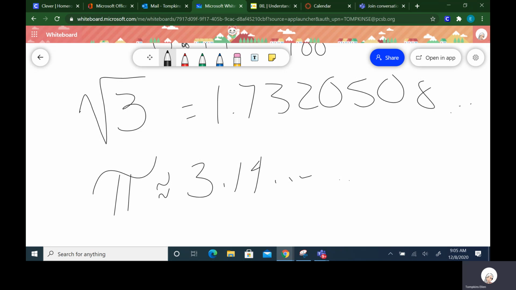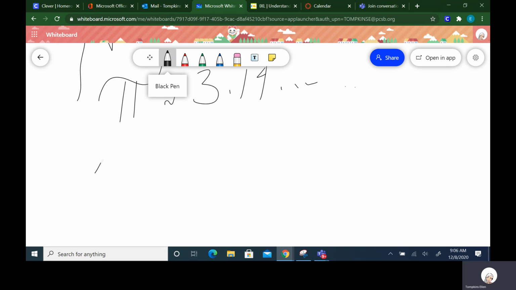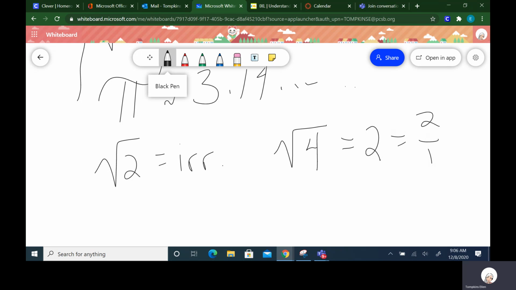Now, one thing I do want to make sure that you understand: just because I use the radical sign there for the square root of 3, doesn't mean every time you see one of them, that's going to be an irrational number. So let's look at what I'm talking about. The square root of 2 is irrational because it's going to be weirdness. But if I had the square root of 4, that is the number 2, which can be written as 2 over 1. So you have to pay attention to what you have.